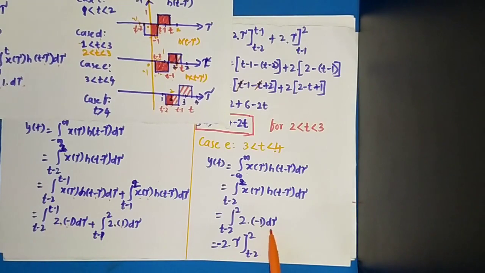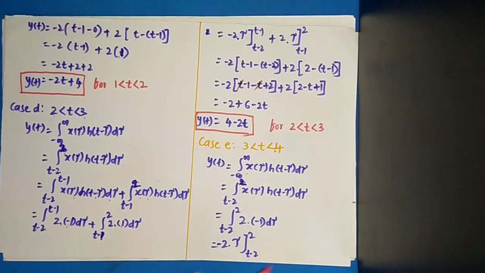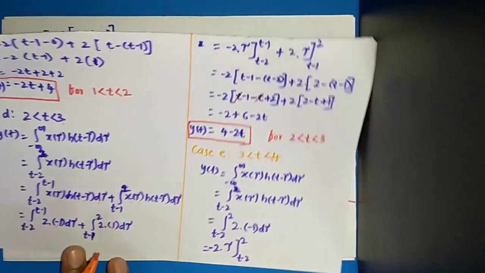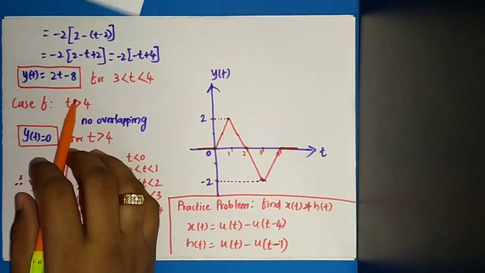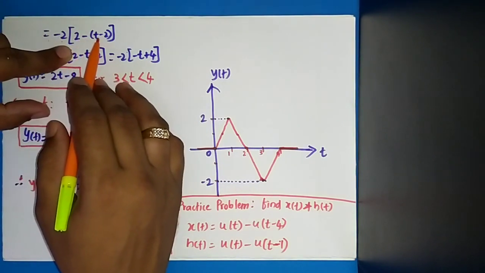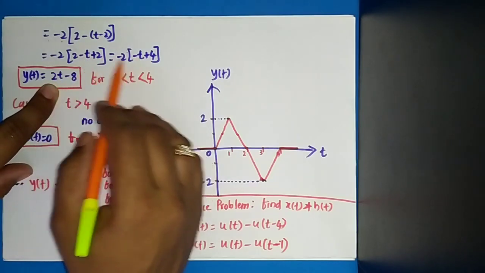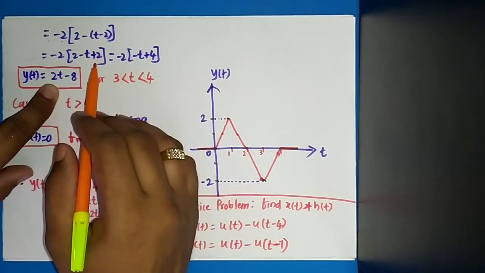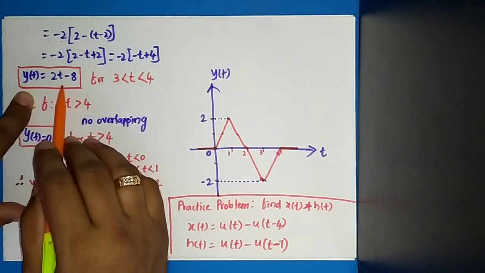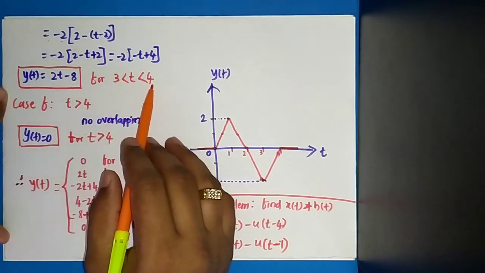Okay, so minus 1, so it is minus 2 tau into t minus 2 to 2. Now if you substitute that, you can get it as equal to minus 2 minus t minus 2, so it will be simply 2t minus 8. So do the math here, there is very simple math here. If you do that, you will get y of t is equal to 2t minus 8 for t lying between 3 and 4.